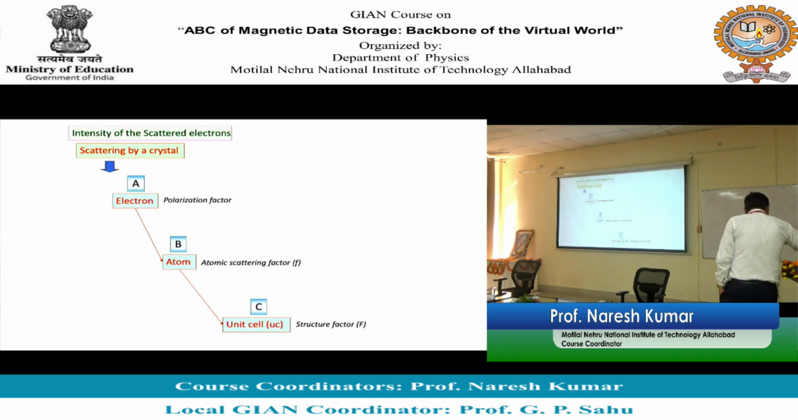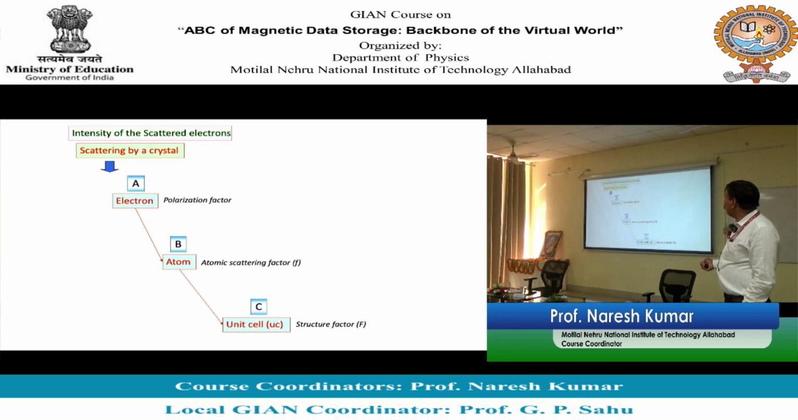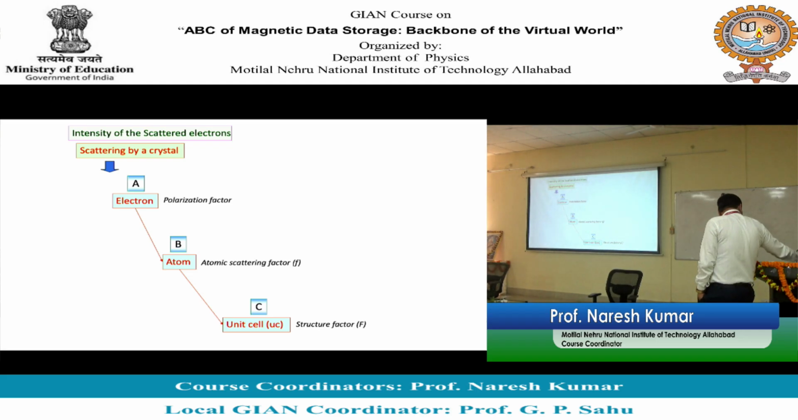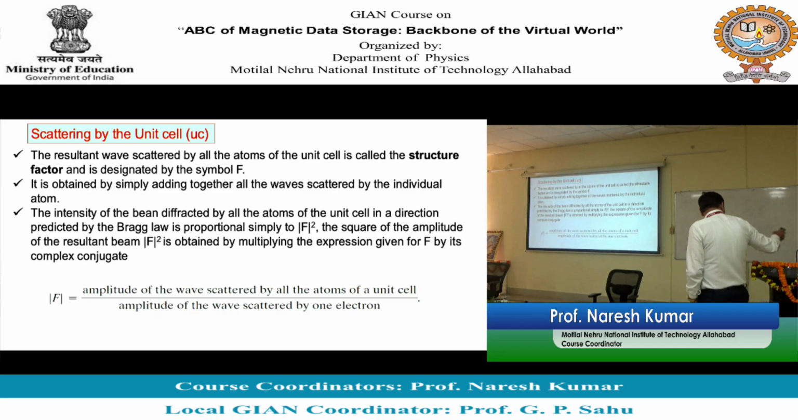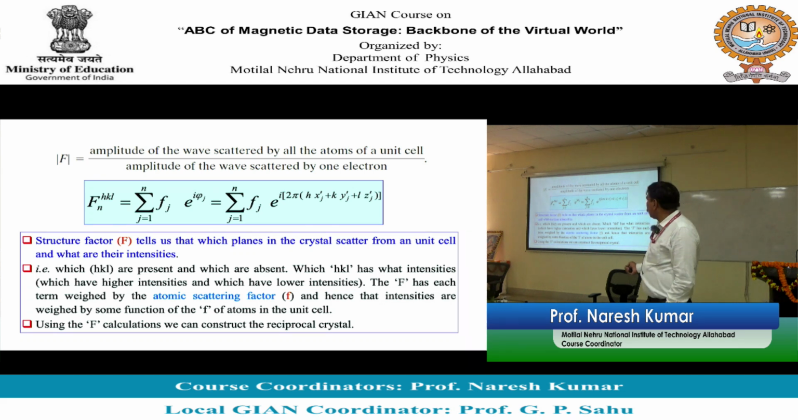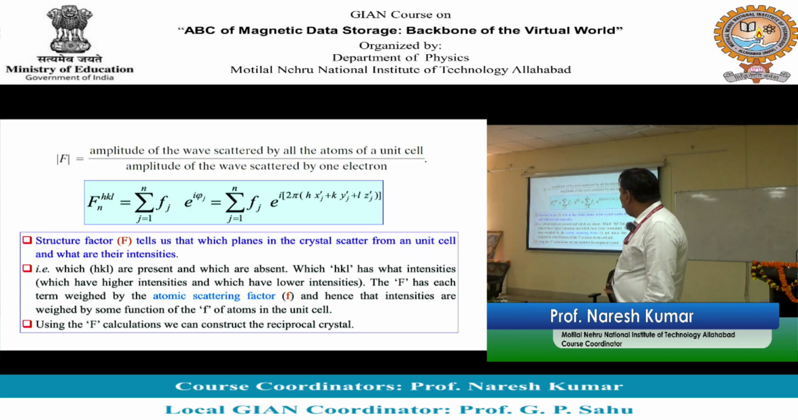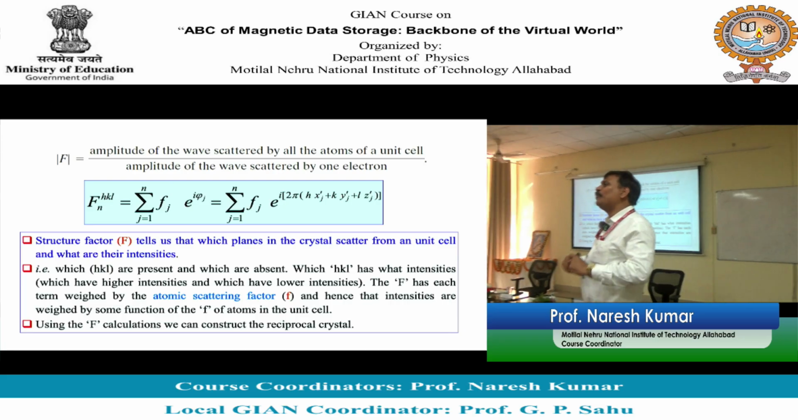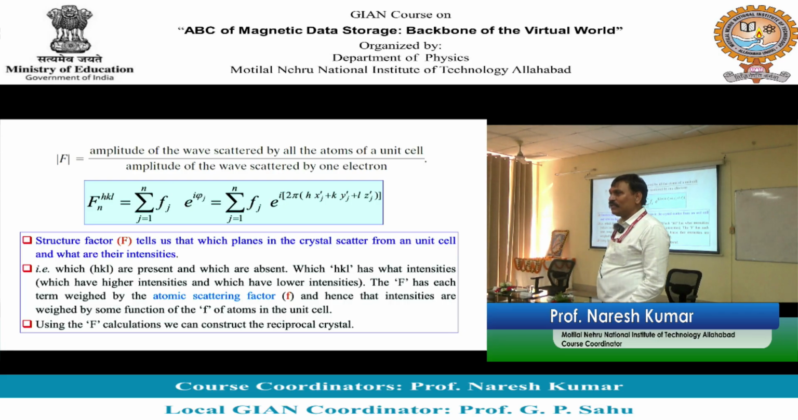when X-rays are coming, you have scattering from electron, you have scattering from atom, you have scattering from unit cell, and this will give you one parameter we call that parameter as structure factor. Sorry, we call it structure factor, and that's how we define this structure factor. It is the amplitude of wave scattered by all the atoms in a unit cell, over the amplitude of wave scattered by one electron. So this expression will tell you which planes are permitted and which planes are not permitted for a system. This is a very important discussion.